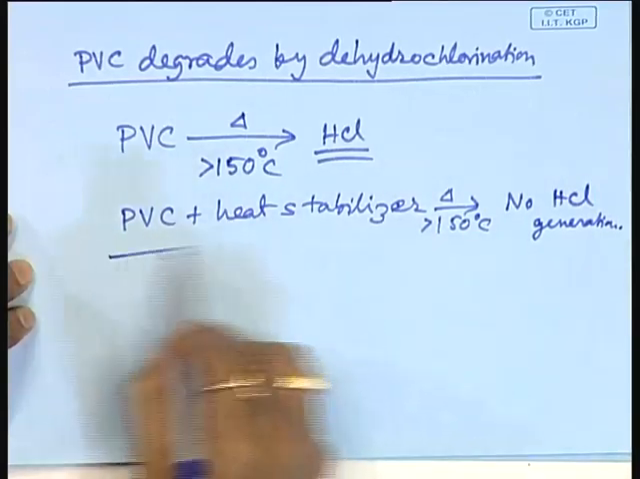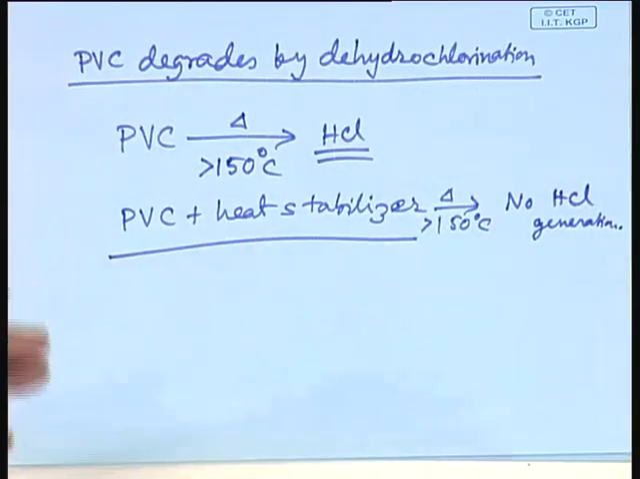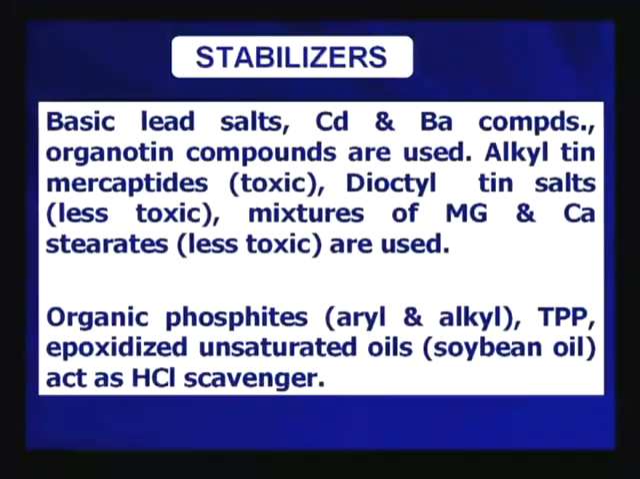So, using some heat stabilizer, PVC degradation can be prevented. These are basic lead salts, cadmium and barium salts, and organotin compounds. These prevent dehydrochlorination of PVC.